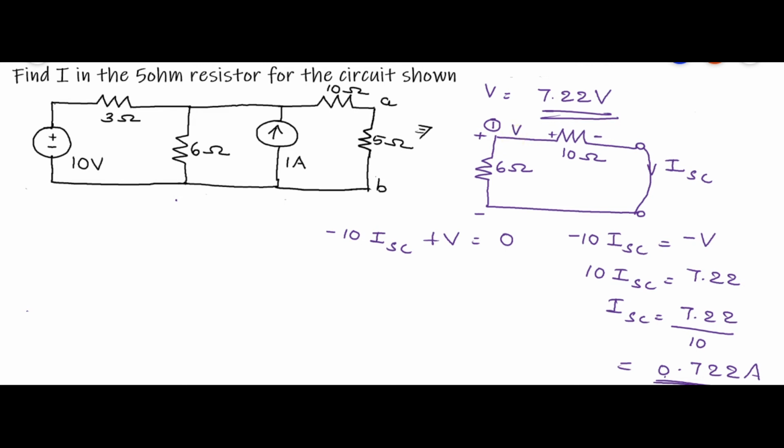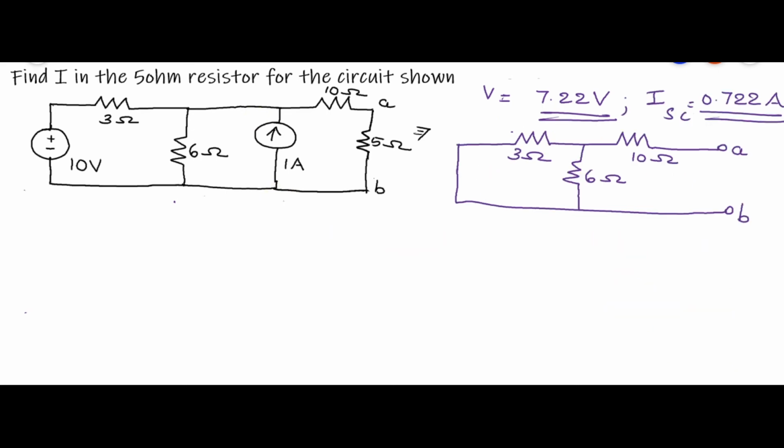For calculating R internal, you have to deactivate the constant sources. Here there are two constant sources, that is this 10 volt source as well as this 1 ampere source. So you have to redraw the circuit by deactivating these two constant sources. The voltage source can be deactivated by shorting the terminals, and the current source can be deactivated by opening the circuit. So by deactivating the constant sources, I have redrawn this circuit.